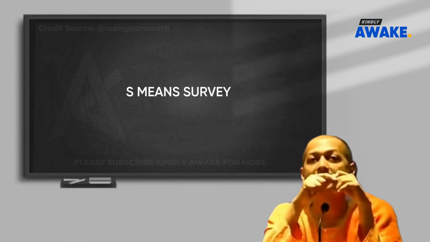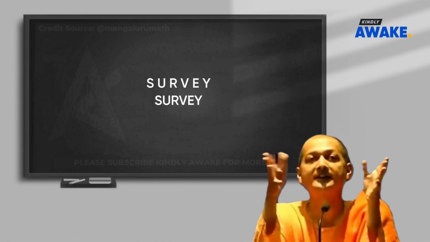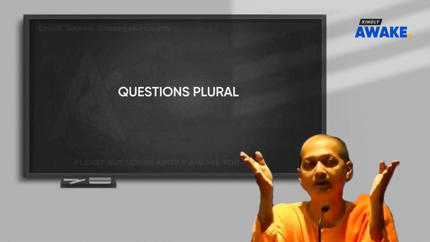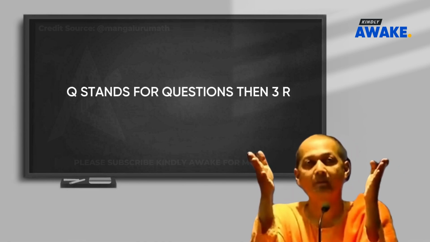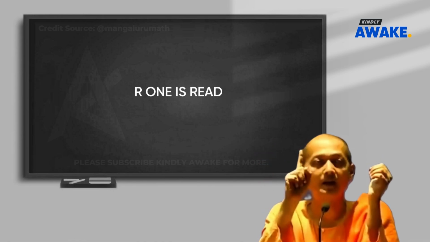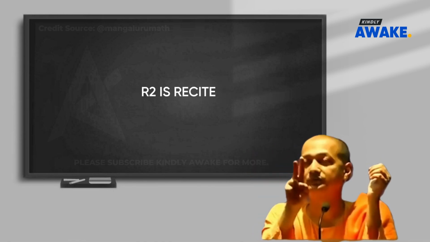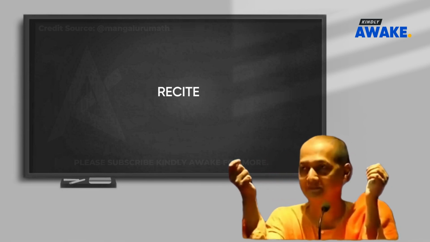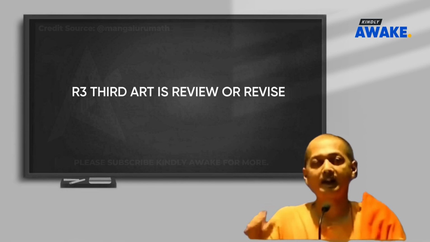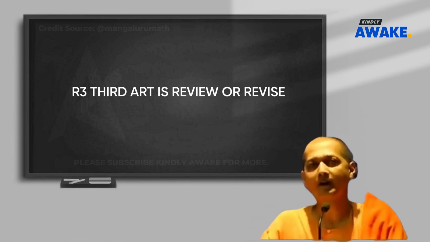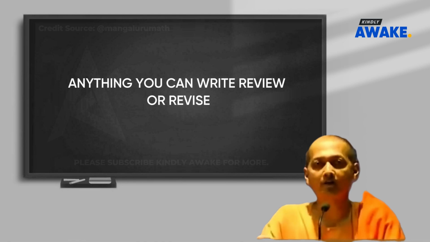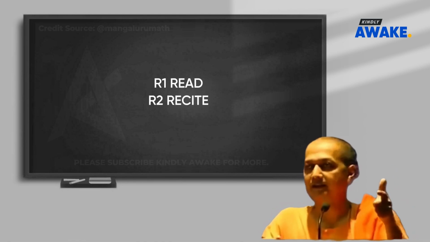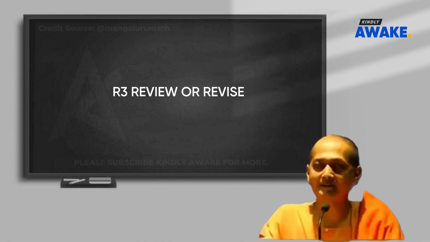S means survey. Q stands for questions. Then 3R. R1 is read. R2 is recite. R3, the third R, is review or revise. Anything you can write. R1, read. R2, recite. R3, review or revise.